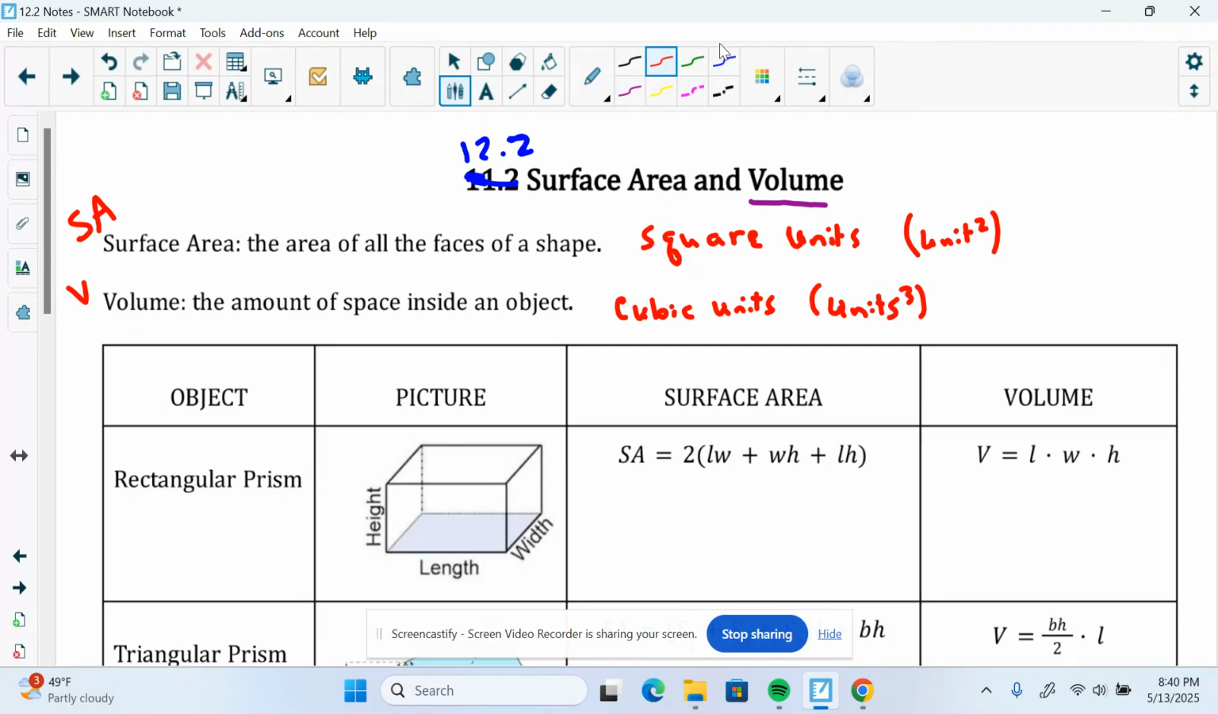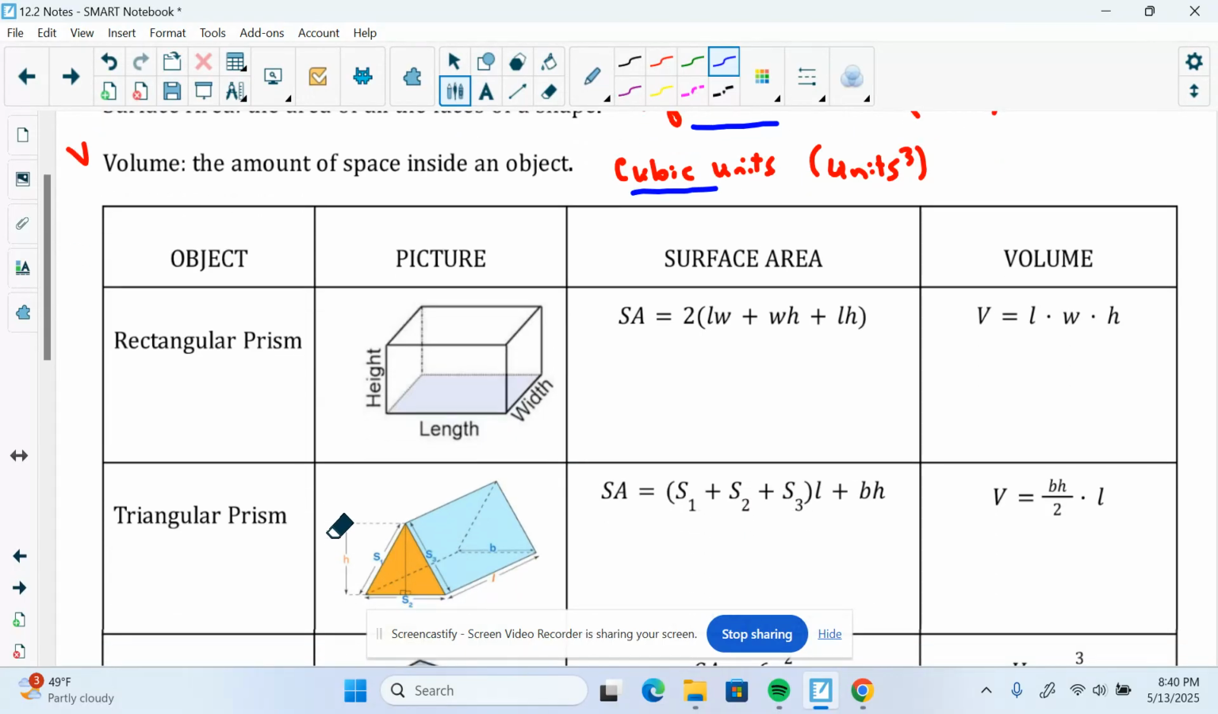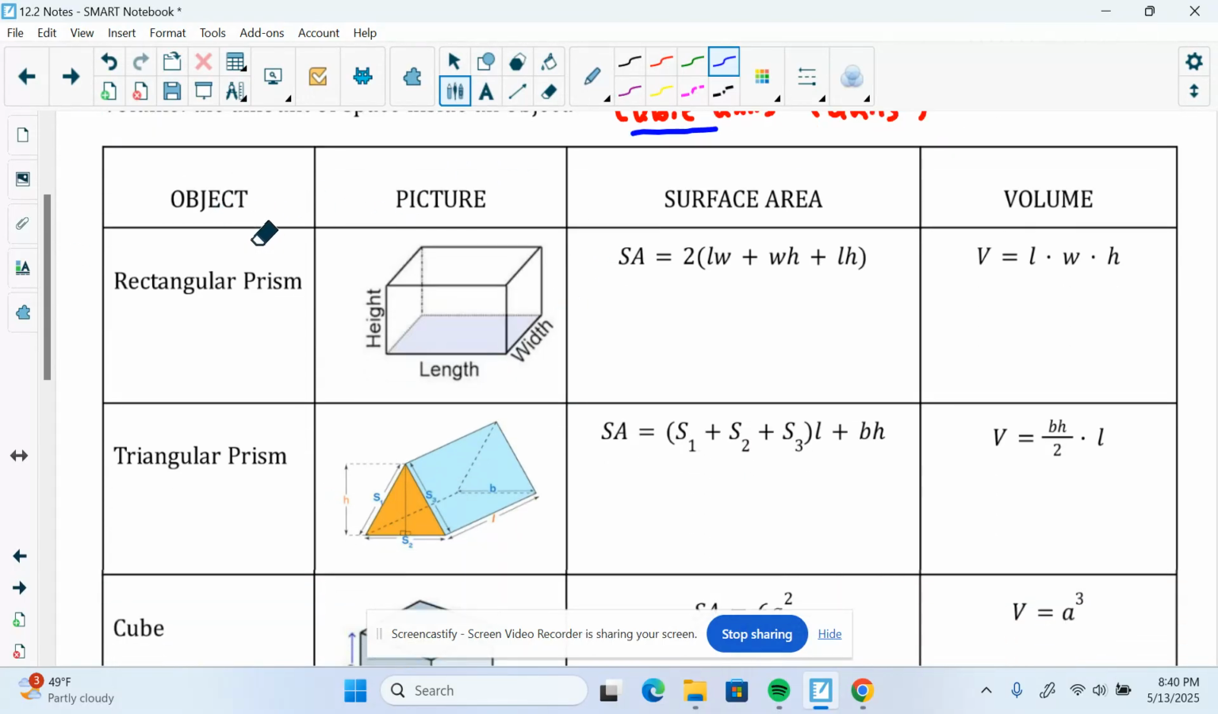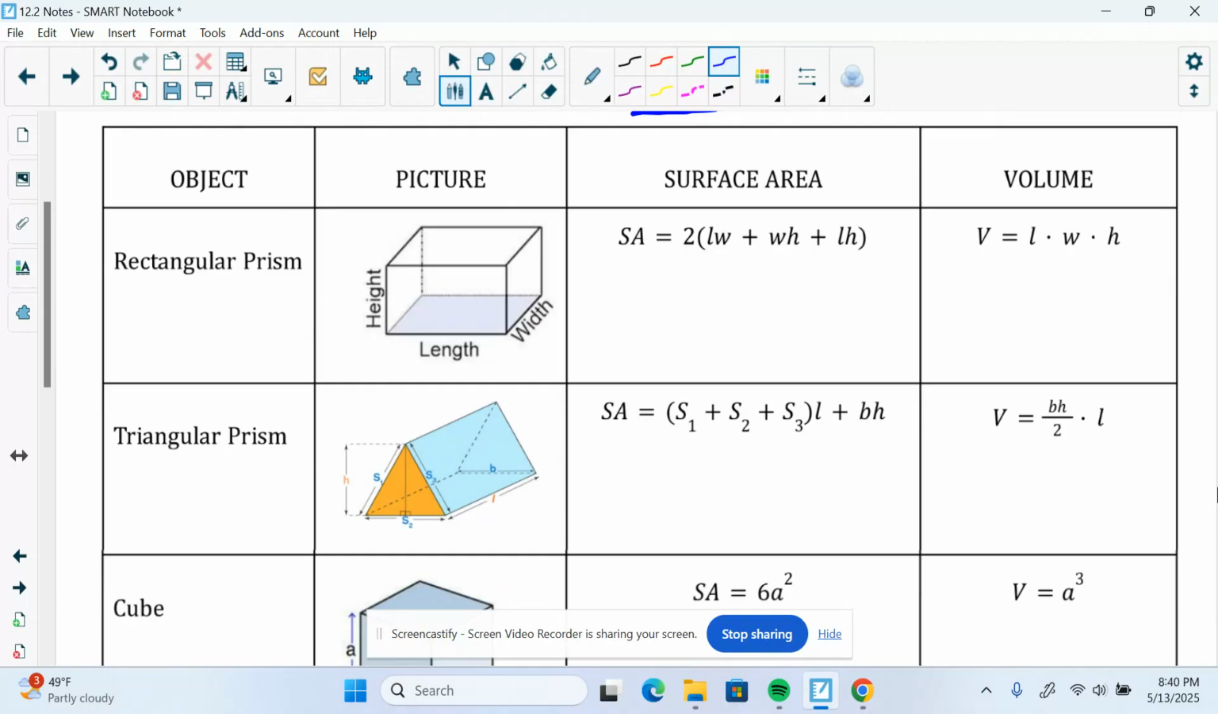Surface area is going to be in square units, and volume will be in cubic units, maybe centimeters cubed or inches cubed, meters cubed. We have some pictures of some different three-dimensional objects that we need to be familiar with. We have the rectangular prism, which is just a box. If we have a length, a width, and a height, the volume, let's start with that, it's easiest. Volume is just length times width times height.